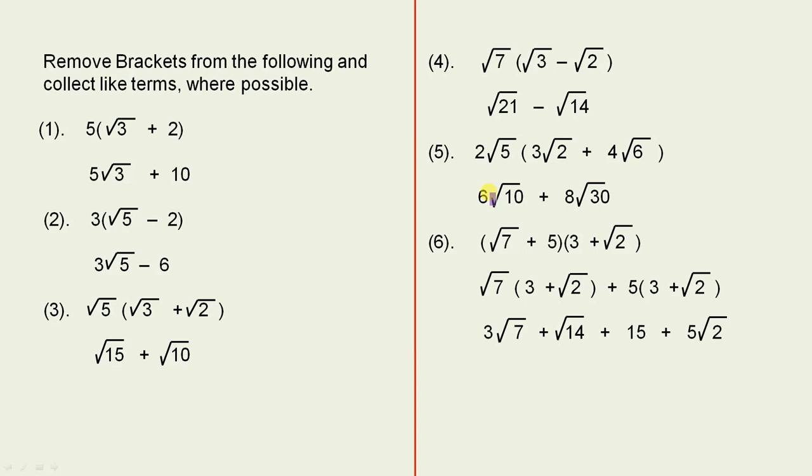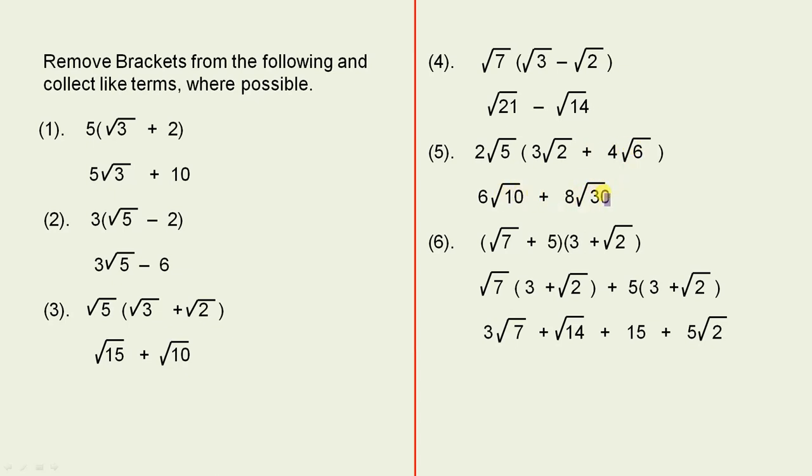2 3's are 6, 5 2's are 10. So you just multiply the numbers outside the square root sign to give you 6, and you multiply the numbers inside the square root sign to give you 10. 2 4's are 8, 5 6's are 30.